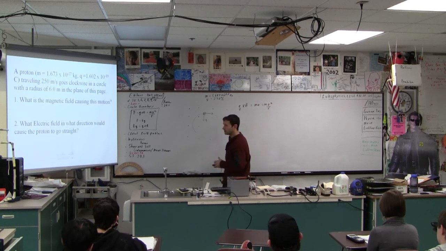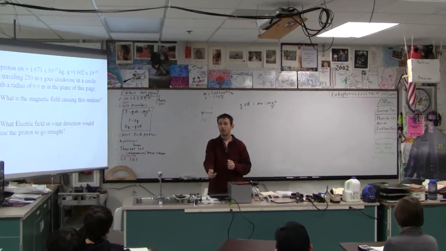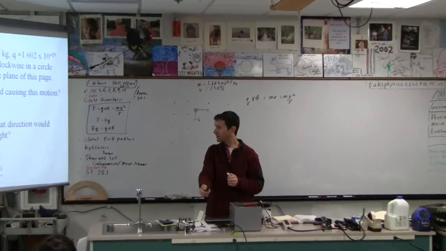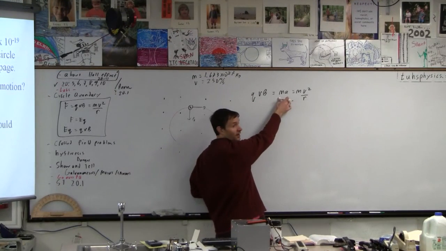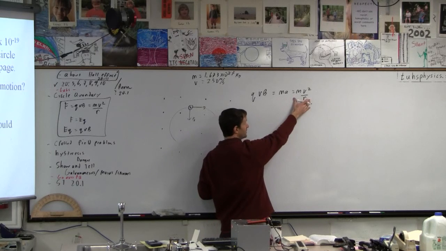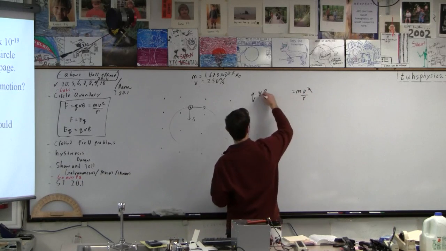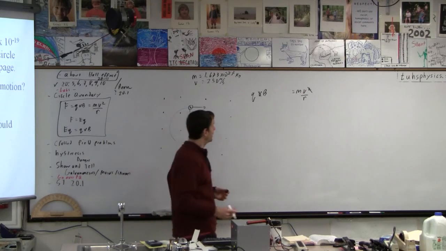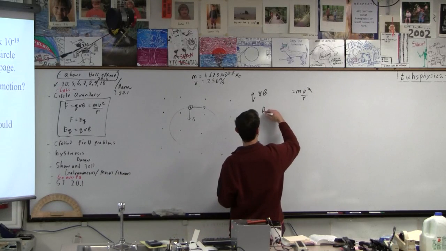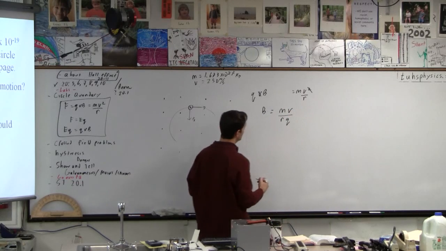So here's the abstraction: we take QVB, which is the force on a charged particle, set that equal to M times A, which is, of course, MV squared over R. And then we can cancel one of the velocities. And then what are we solving for? The B. There we have it. So B is MV over RQ, is that right?